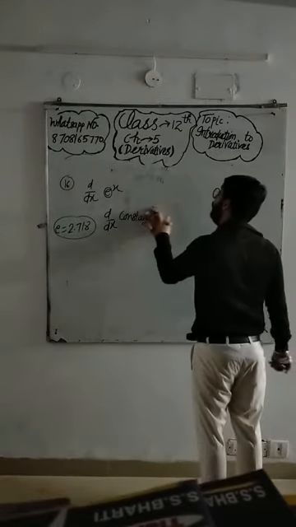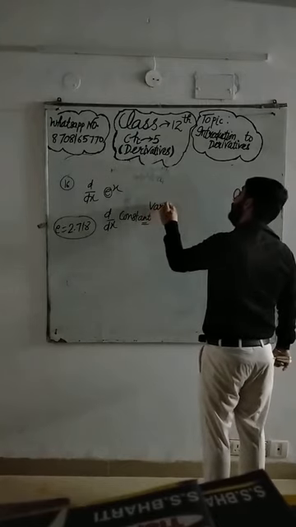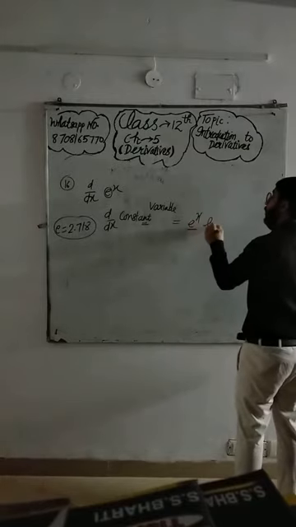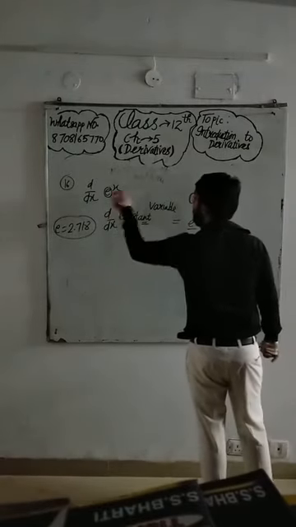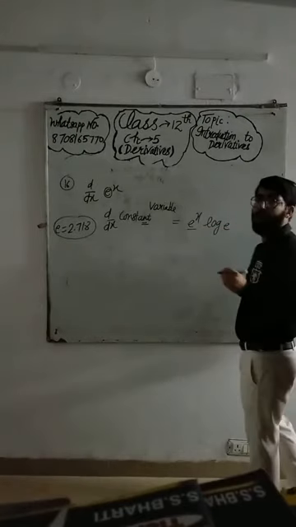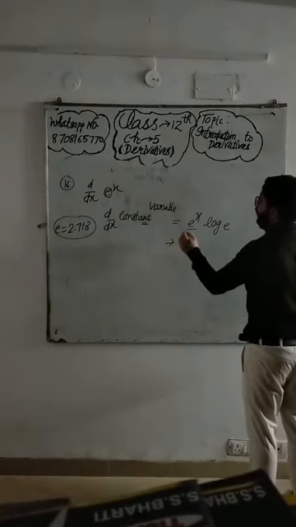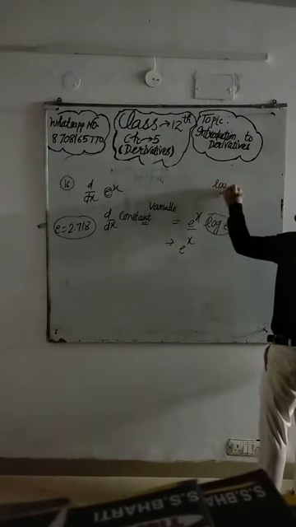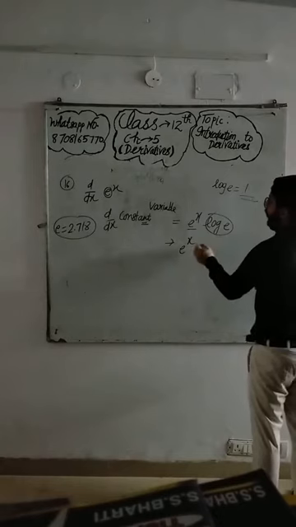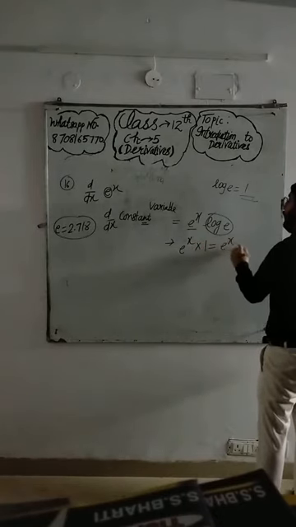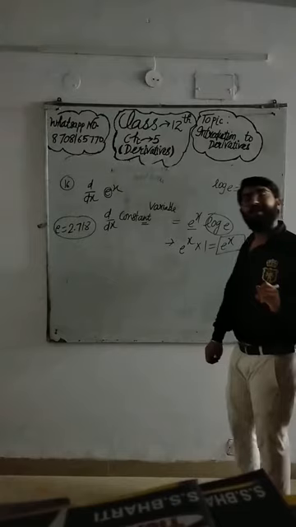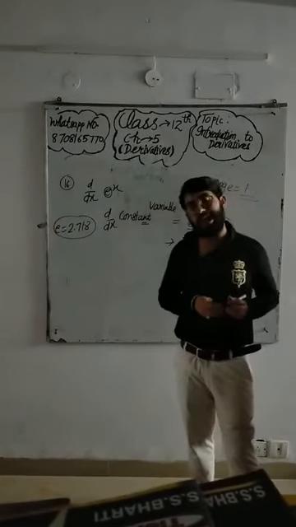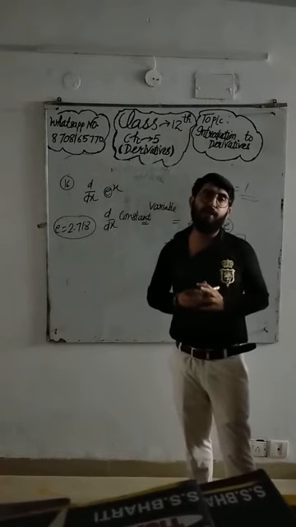How will you do it? We have just learned. Write it as such. The base is e here, so it will be log e. We have learned that the value of log e is 1. So the differentiation of e raised to the power x is e raised to the power x only. Okay, getting my point? Clear?